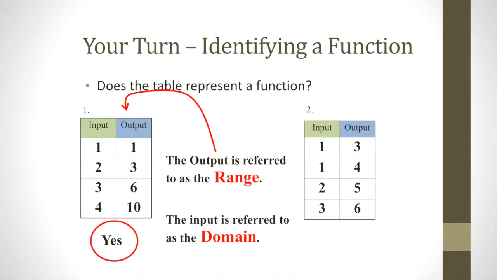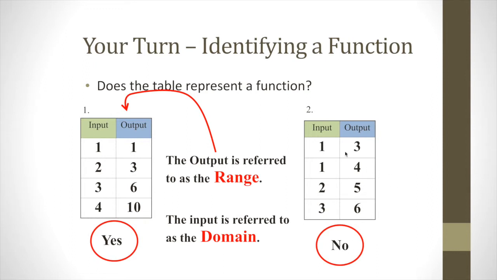Here's another table. And again, we're going back to the question, does this one represent a function? So we have to go down there and look. Remember, the definition of a function is for every one input, there's exactly one output. If you notice here, the input of 1 has two different outputs. If I input 1 into this equation, I get an output of 3 and 4, two different ones. So this one would not be considered a function.